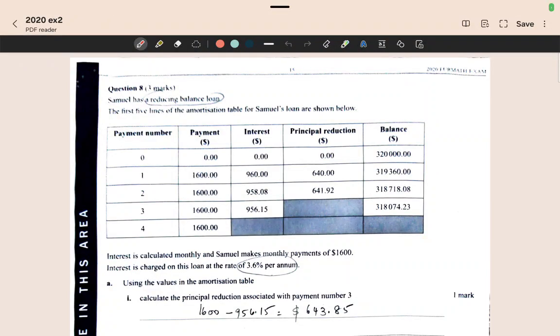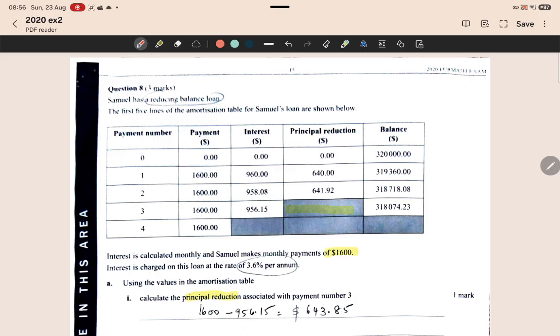Samuel has a reducing balance loan, and they've shown you 4 lines of the amortization table with some blanks in it. Interest is calculated monthly, and he makes monthly payments of 1,600. Now, using the values in the amortization table, calculate the principal reduction associated with 3.